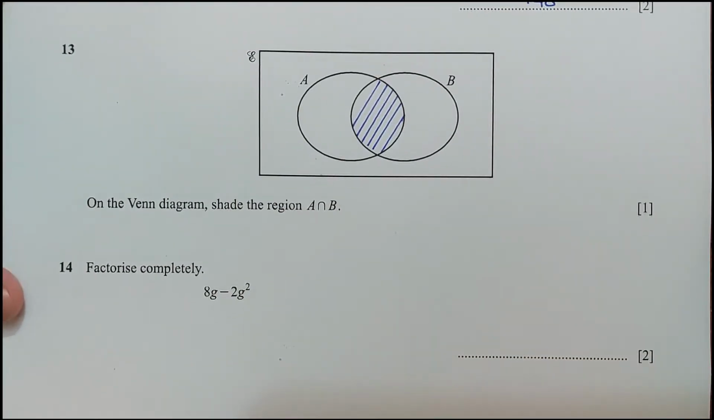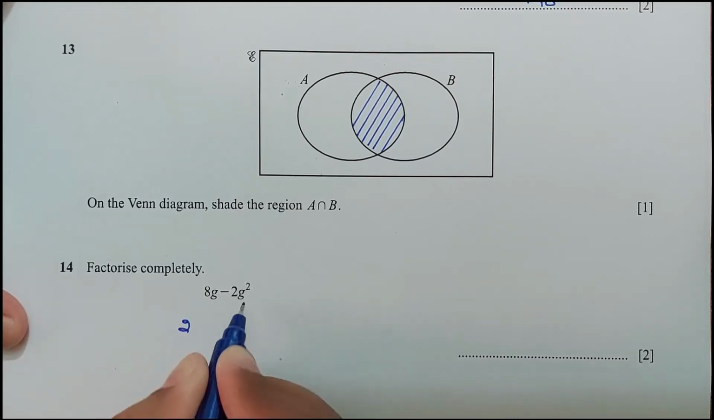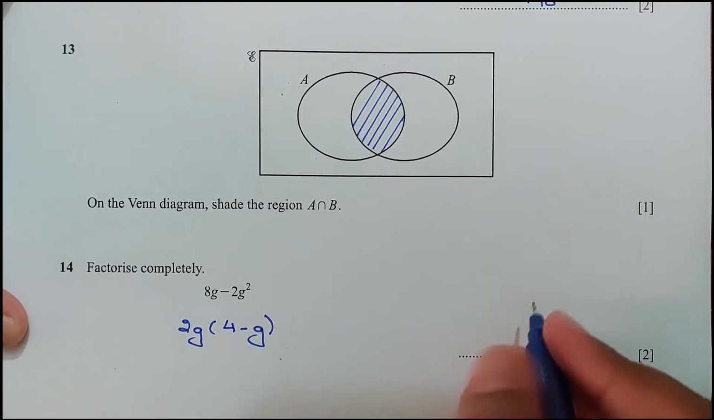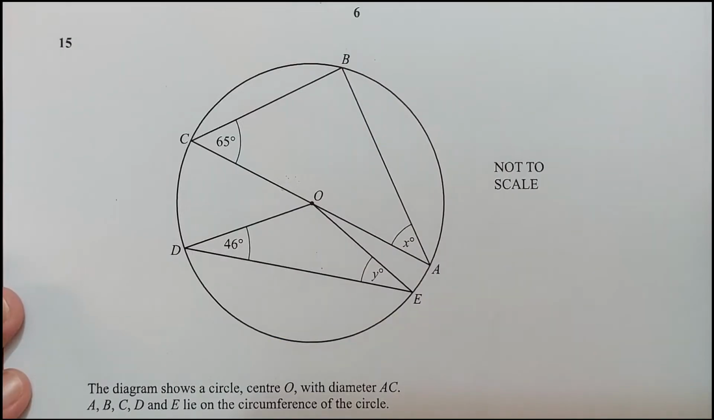Now 14, factorize completely. So from 8 and 2g we can take 2 common, and from g and g square taking g common. So 2 times 4 is 8 and we have g, right? So 2g into 4 minus g. Complete factorization.